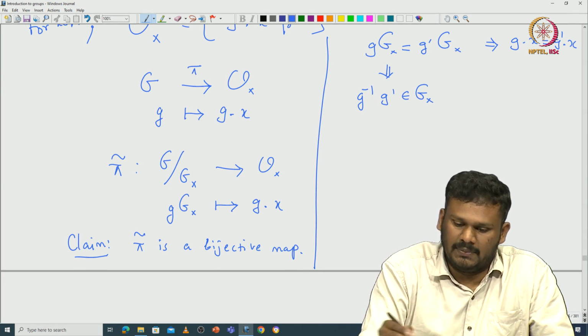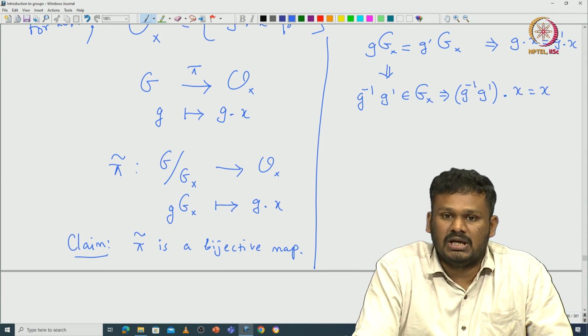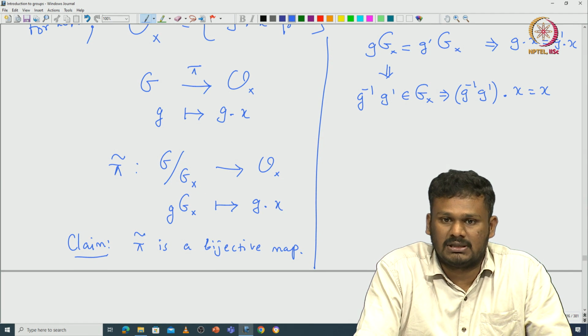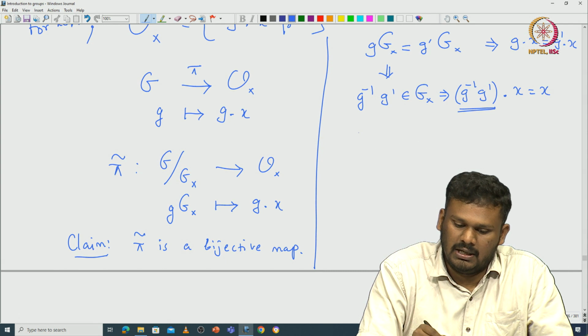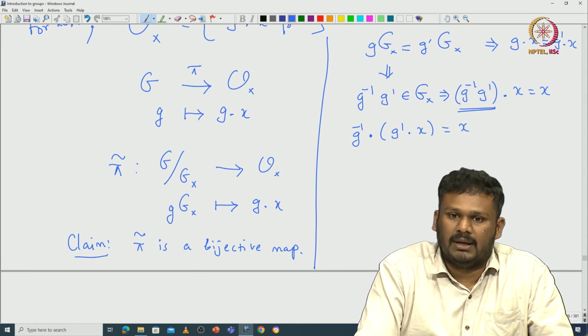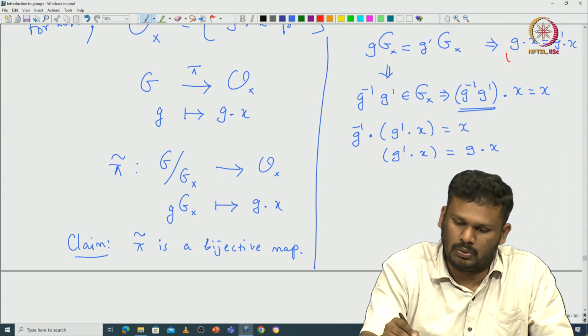So this implies g inverse g' dot x is x, because Gx is the stabilizer of x, so all elements of Gx fix x. In particular, this element also fixes x. In particular we have g inverse g' dot x equal to x. Now by applying g on both sides, we get g' dot x is equal to g dot x, which is what we wanted to prove.